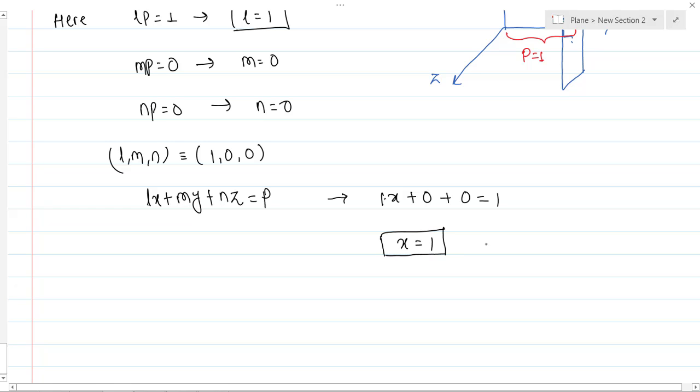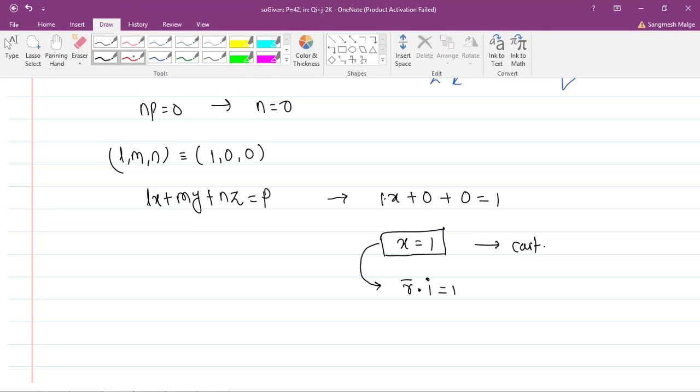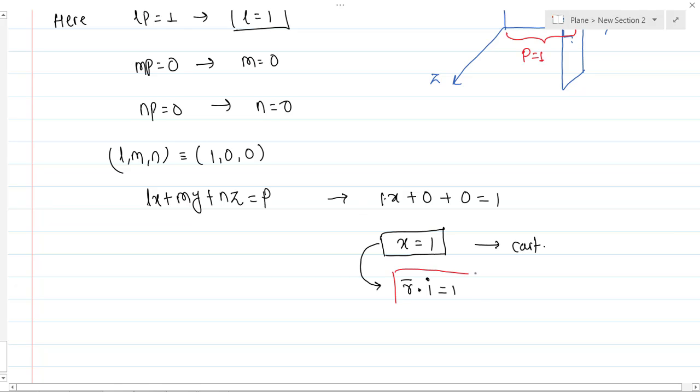This is the Cartesian equation of the desired plane, but they are asking for the vector equation. So how do you convert to the vector equation? This is r bar dot, replacing x by i, y by j and z by k. Here we have only x, so you replace x by i. This equals 1. That's it. This is the final answer. So it's r bar dot i equals 1. This is the desired equation of the plane in vector form.